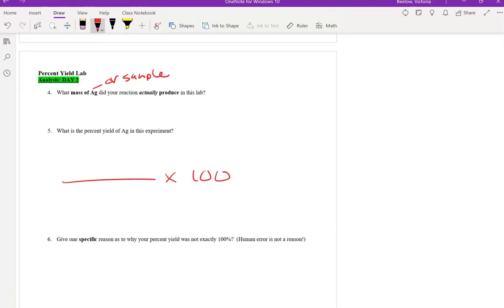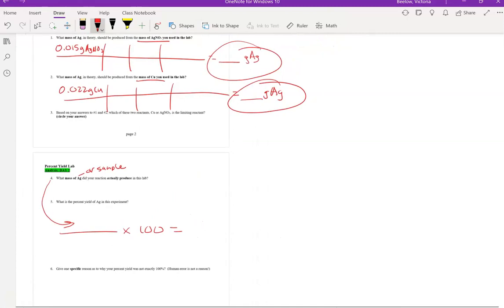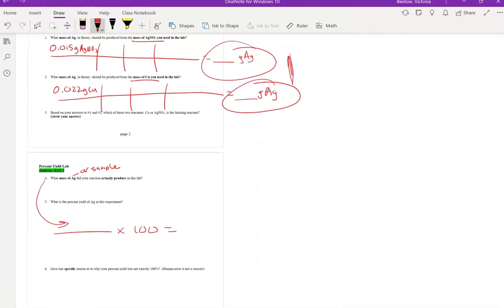Then you will need to calculate the percent yield, which, remember, it's the actual. So what you got in number 4 here, that would go in the top, divided by the theoretical. Whichever of these two is the smaller value, that would be your theoretical yield. That would be plugged into the bottom here. So divide those two times 100, and then what is your percent yield?